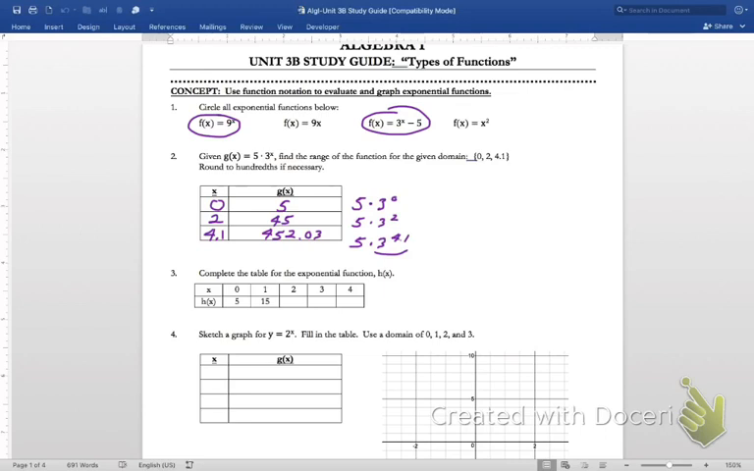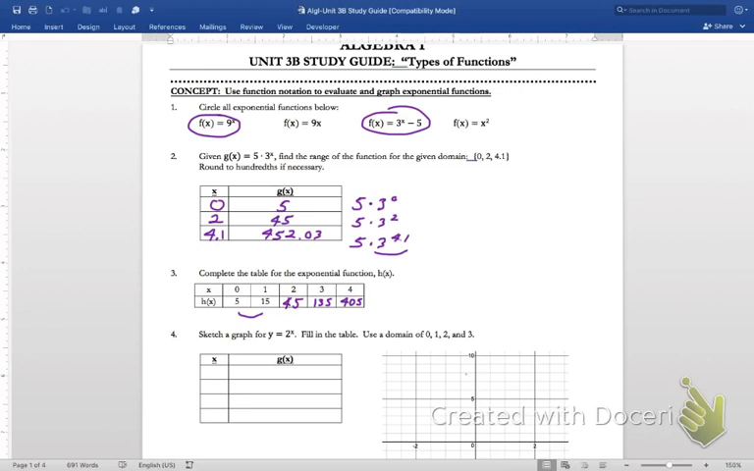Next, complete the table for the exponential function that you see. Since it's exponential, we're multiplying or dividing. That's the tip-off. So from 5 to 15, we're multiplying by 3. So 15 times 3 is going to give us 45. 45 times 3 is 135. And 135 times 3 is 405.